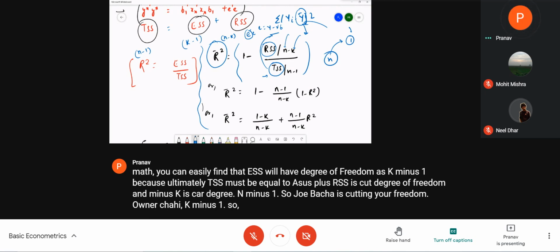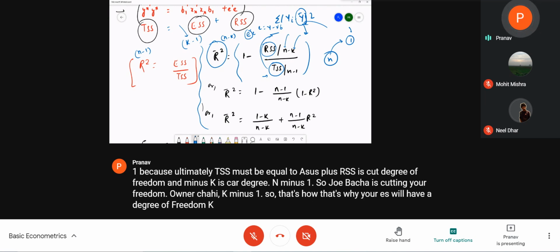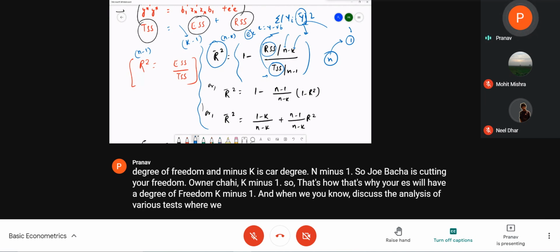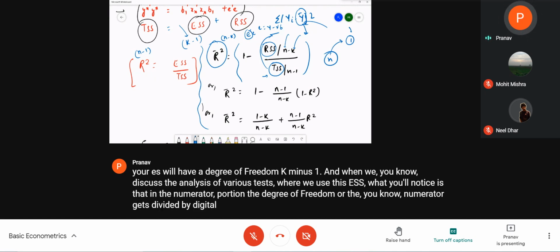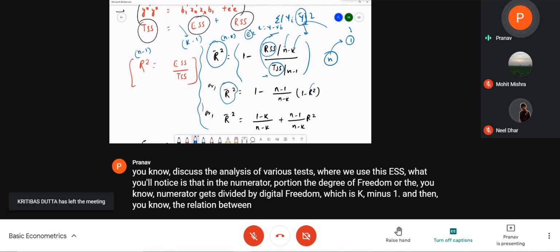So that's why your ESS will have a degree of freedom k minus 1. And when we discuss the analysis of variance test where we use this ESS, what you'll notice is that in the numerator portion, the ESS gets divided by degree of freedom, which is k minus 1. And then, the relation between adjusted R square and the unadjusted R square is given by this formula.